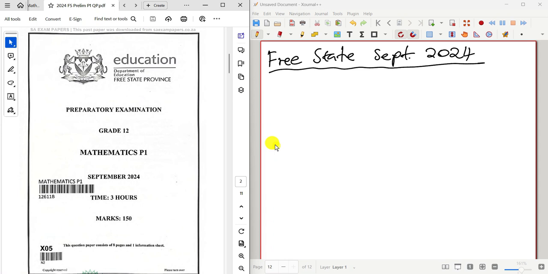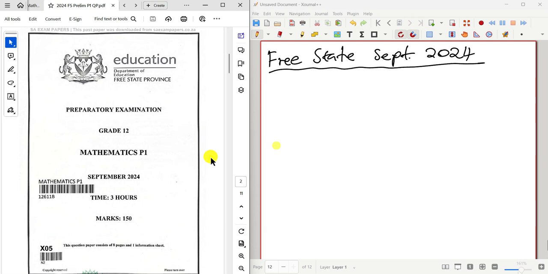Today, in our series of past papers, we are looking at your topic, sequences and series. And our question paper comes from the Free State Province, the nation's best performing province. So, without any waste of time, let's get into it.